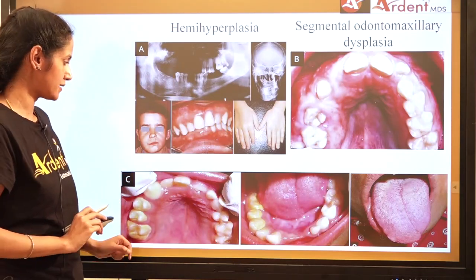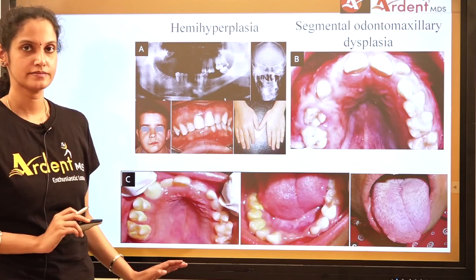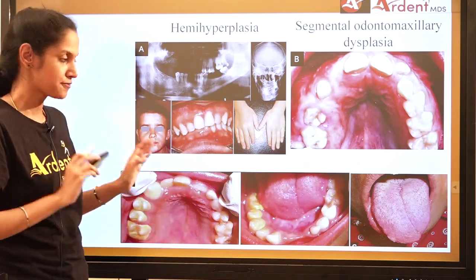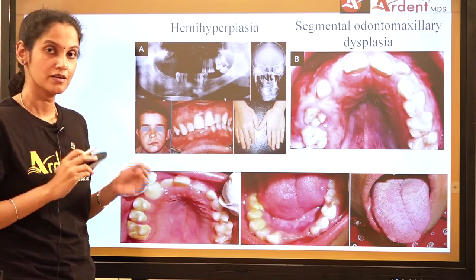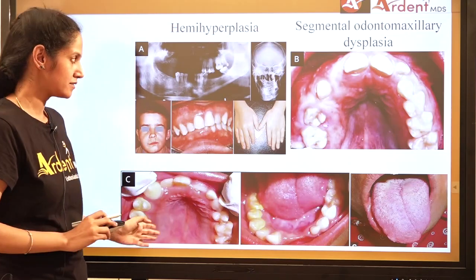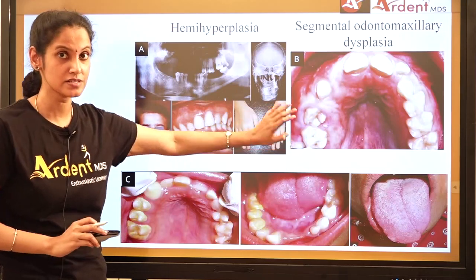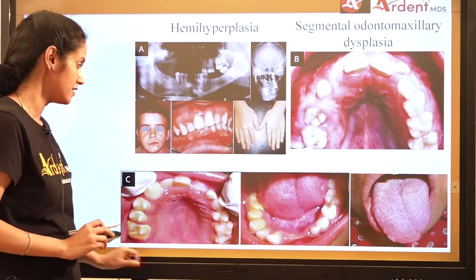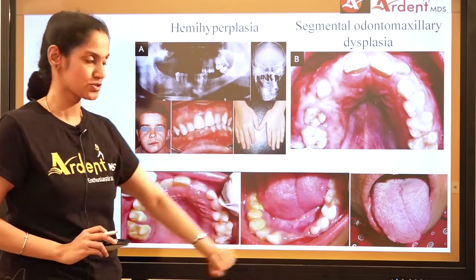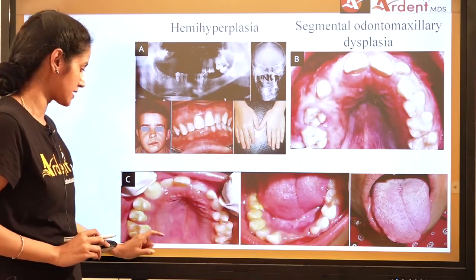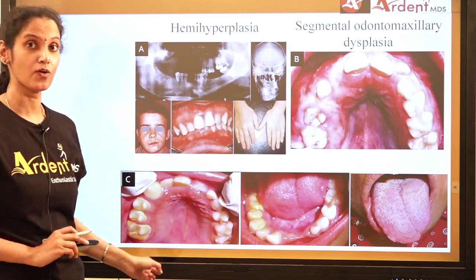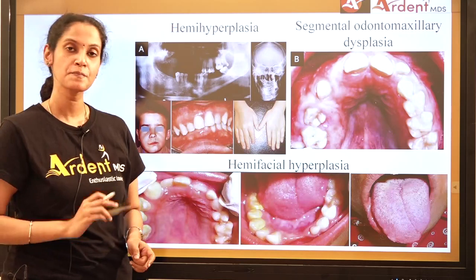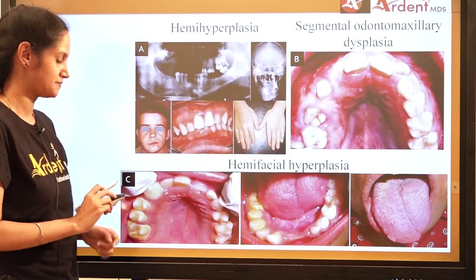And the third one is, what do you find? This is hemifacial hyperplasia in the face. Not the bones alone, not the alveolus alone, as we saw in segmental odontomaxillary dysplasia. You find the tongue is enlarged on one side, the alveolus is enlarged, the teeth will also be enlarged on that side. So that you call it hemifacial hyperplasia.